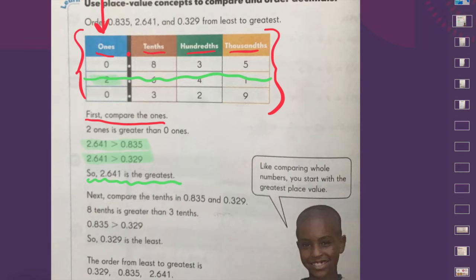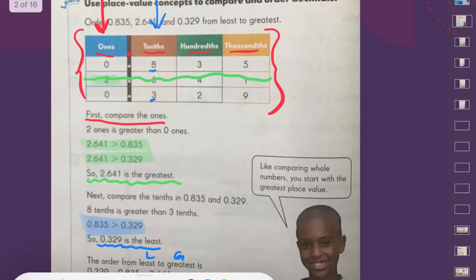Now we have the next two numbers to compare. So we're going to compare 835 thousandths with 329 thousandths. So we're done comparing in the ones place. We move on to the tenths place. So we can see that 8 tenths is greater than 3 tenths. And so that tells us that 835 thousandths is greater than 329 thousandths. So now we know that 329 thousandths is the least. So if we were going to order these from least to greatest, we know the least is 329 thousandths. The greatest is 2 and 641 thousandths, leaving the middle number to be 835 thousandths.